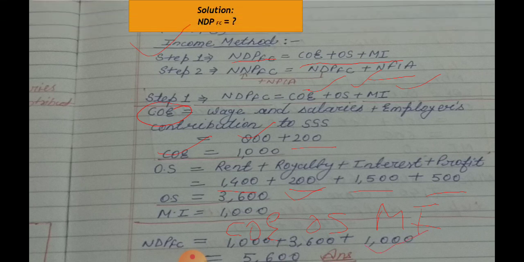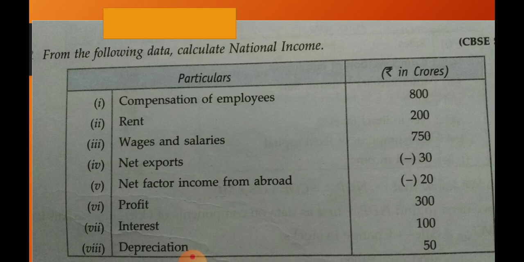Okay student, now let me attempt the second question. Here in this question you are told to find out national income. National income means you have to find out NNPFC. Remember, national income stands for net national product at factor cost. Note it down. When you are watching this video, please keep a copy and pen with yourself. Note down in your copy: NNPFC, net national product at factor cost.